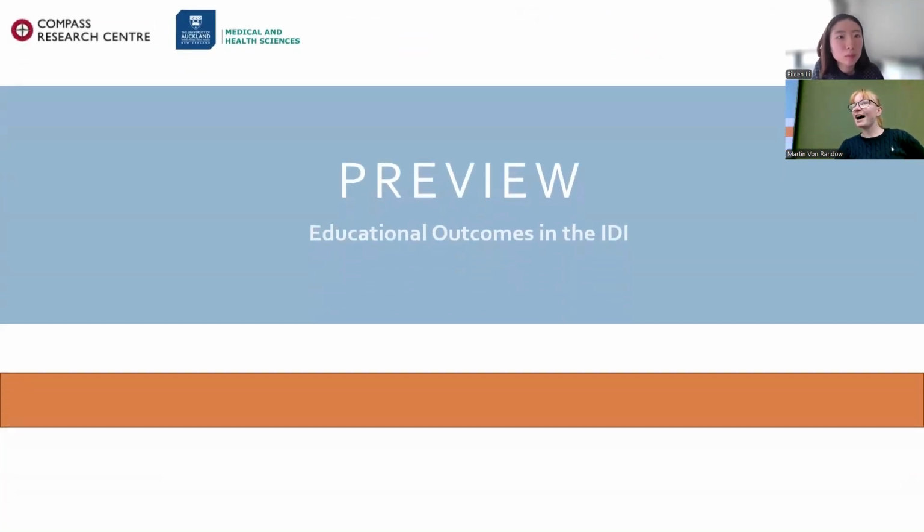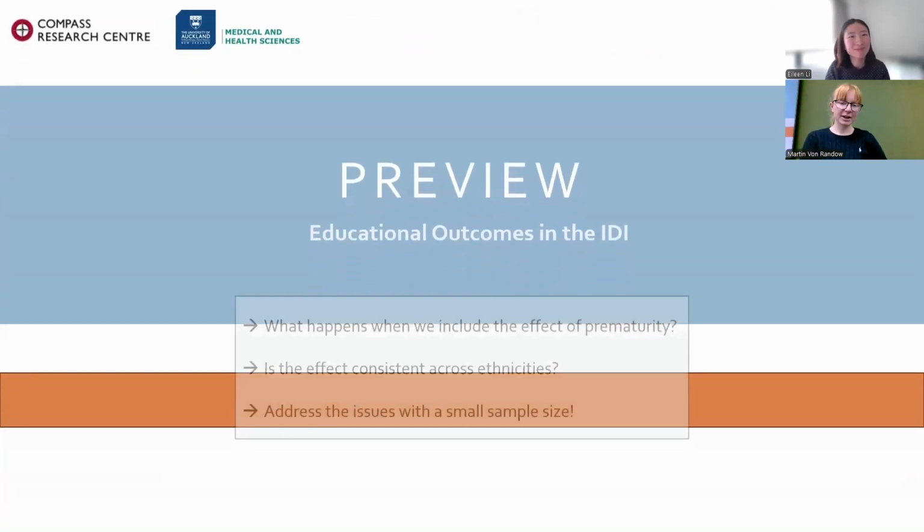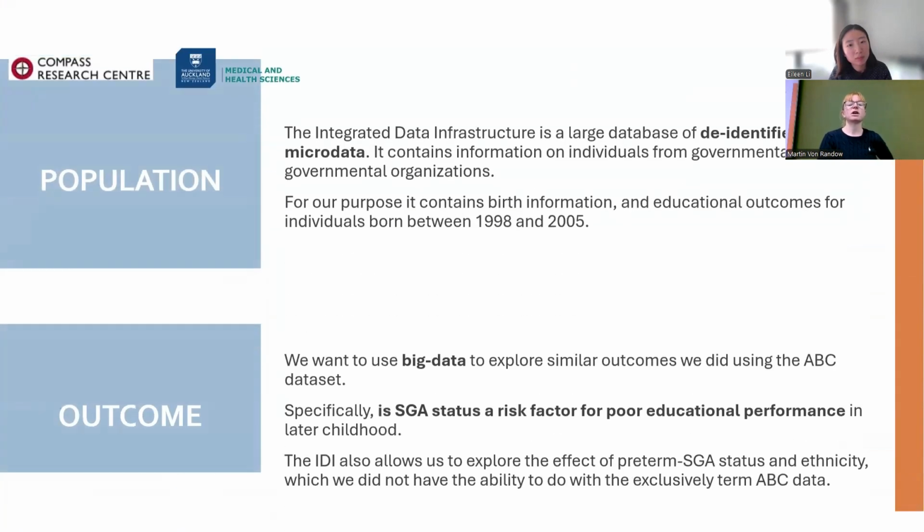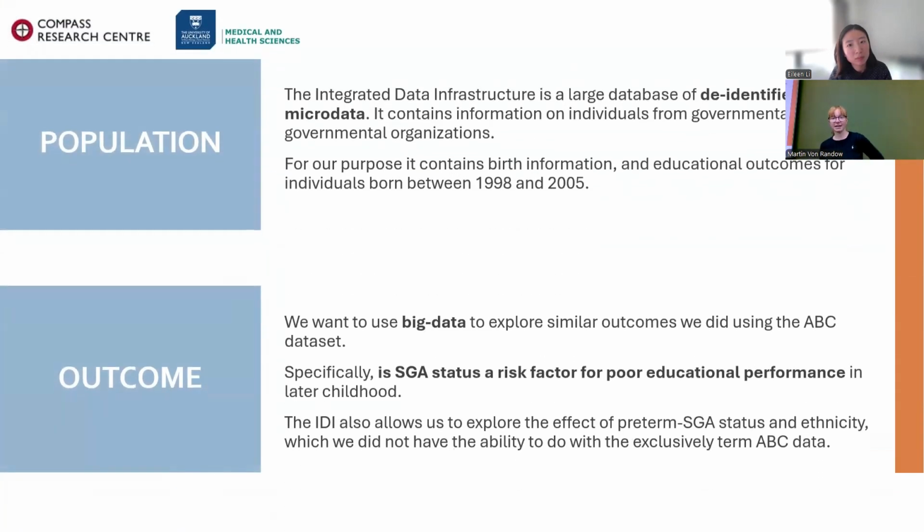Which brings us to the IDI. What happens if we include infants that are premature? What happens if we are able to look at different ethnicities? And can we address issues with a small sample size? So obviously I've only just started getting into the IDI, so there's not a huge amount to say here. Just based on who I'm talking to, I assume we all know what the IDI is.